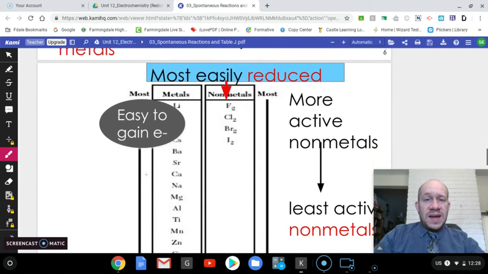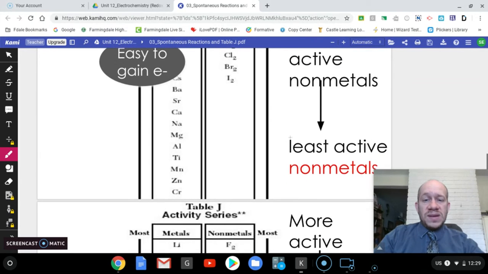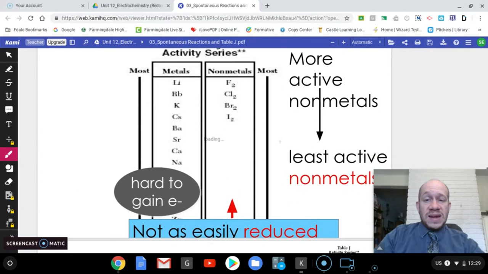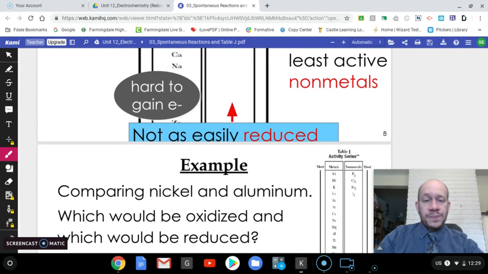On the nonmetal side, it's the opposite. It's easy for the ones at the top to gain electrons, so the more active nonmetals gain electrons and are more easily reduced. The ones at the bottom are the least active nonmetals, and it's hard for them to gain electrons, therefore they're not as easily reduced.